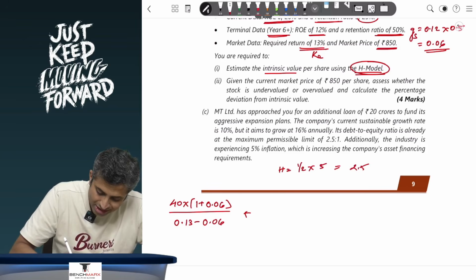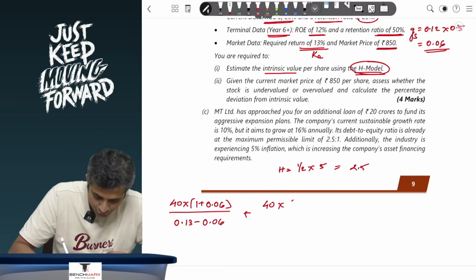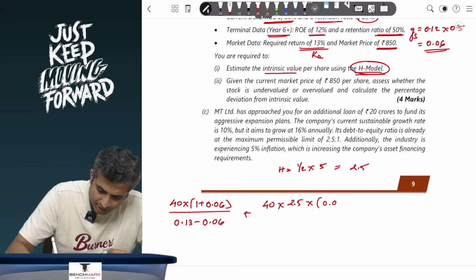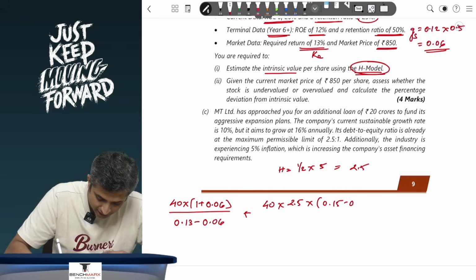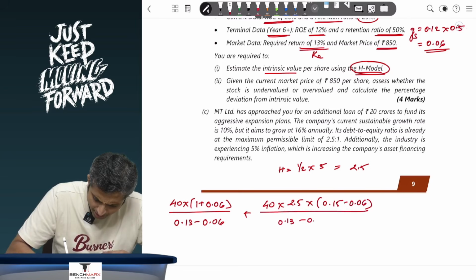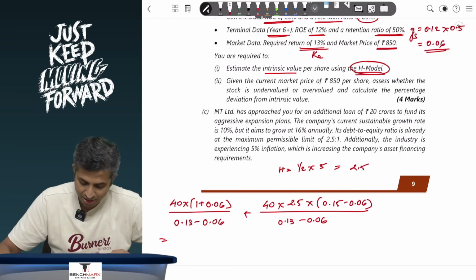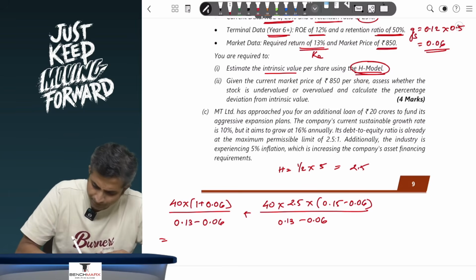So if I look at D0, D0 over here is 40 into H, maybe this is 2.5, into the growth. Well, the growth over here is 0.15. This is a height, minus 0.06 upon 0.13 minus 0.06, and that is about it. So this is what, 40 into 1.06 divided by 0.07.